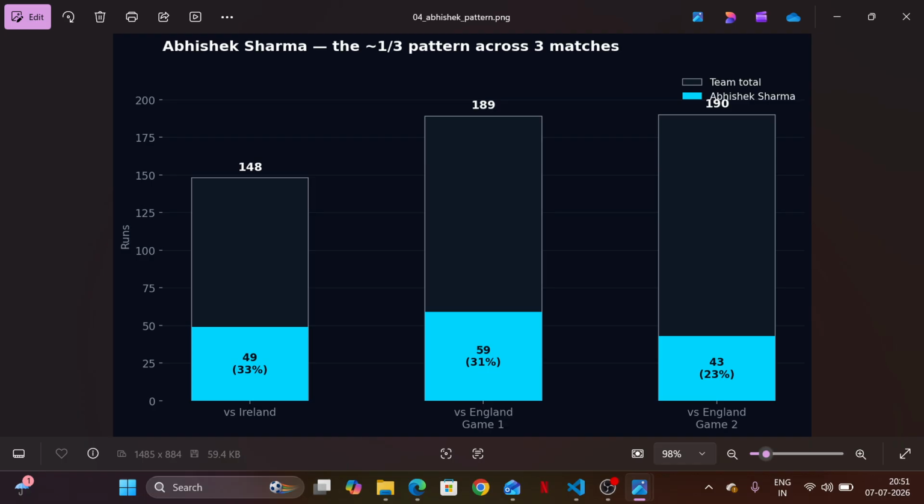Now, on a pitch and in conditions like Manchester, was it the right decision to play three spinners? I think it's a questionable team selection. And now let's talk about England's batting attack in the second match.